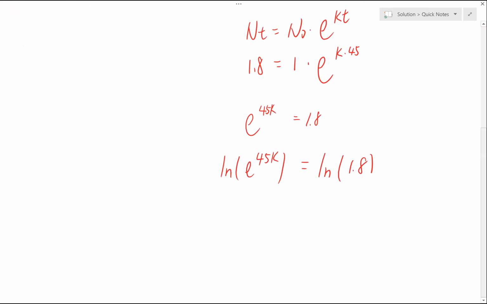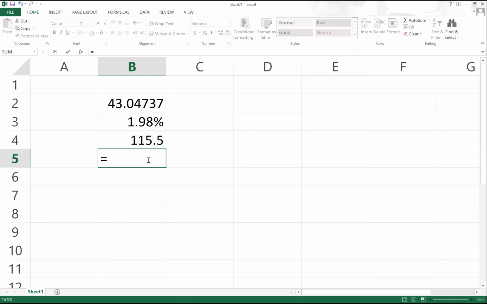Now, simplify a little bit. Ln and e offset each other. We get 45k equal to Ln of 1.8. Now we divide both sides of the equation by 45, and then we cancel that. So k equals approximately... let's see what that is. Let's go to Excel and find out the result. So this is Ln of 1.8 divided by 45, yeah. Okay, and this turned out to be this.